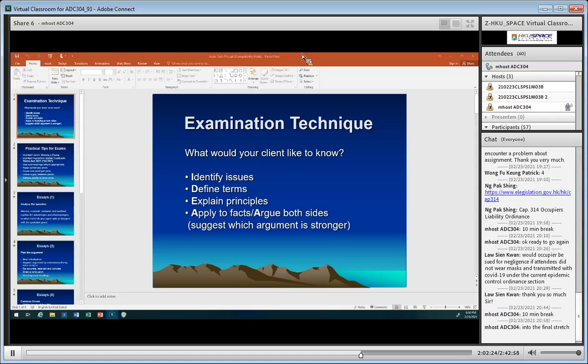Okay, everybody, so in the chat box I've typed "into the final stretch." So what I want to do now is talk to you in general about examination technique, because when it comes to answering law questions, there is a certain technique which you need to be able to apply.